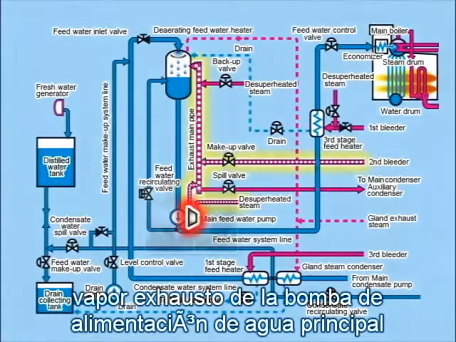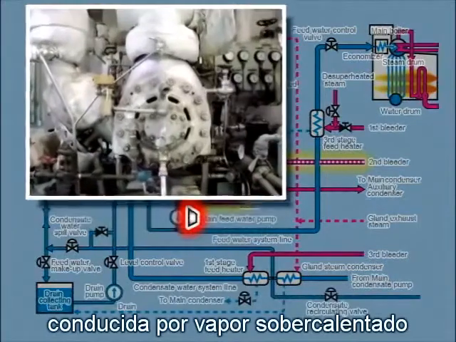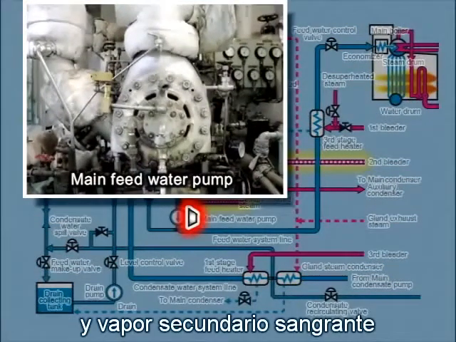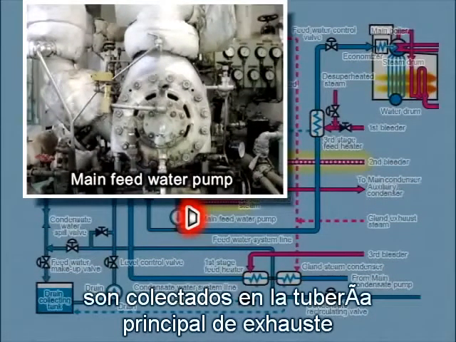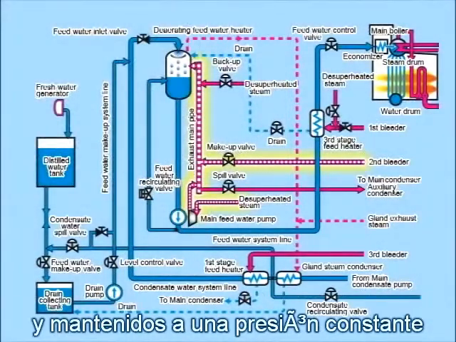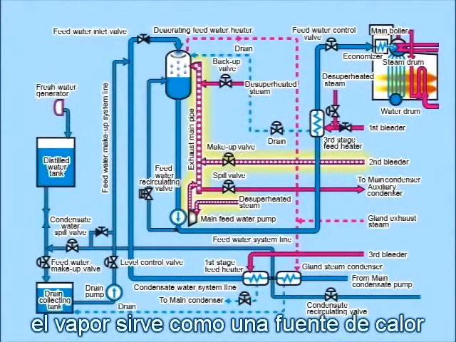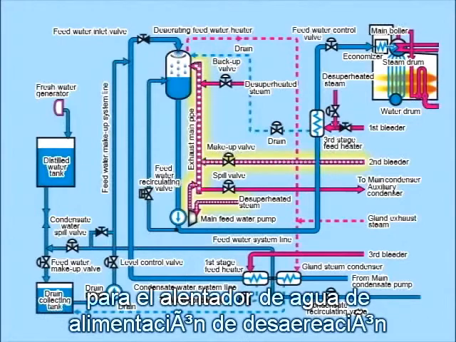Exhaust steam from the main feed water pump, driven by superheated steam, and second bleeder steam are collected in the exhaust main pipe and kept at a constant pressure. The steam serves as a heat source for the deaerating feed water heater.